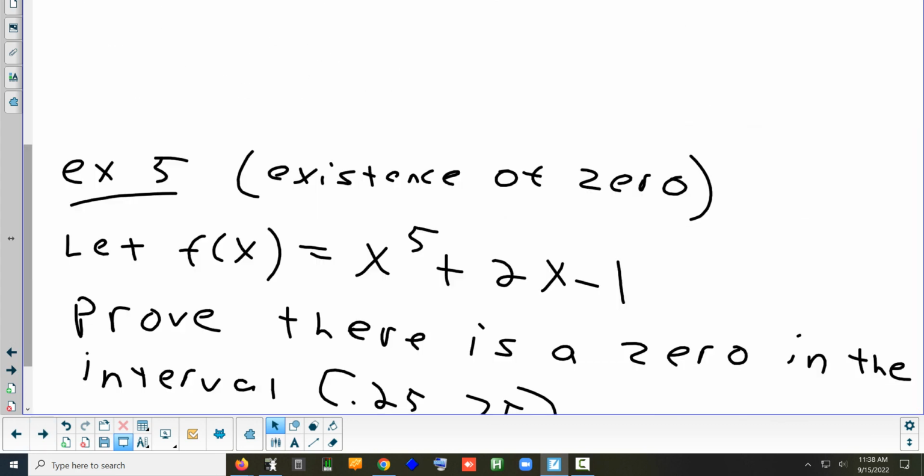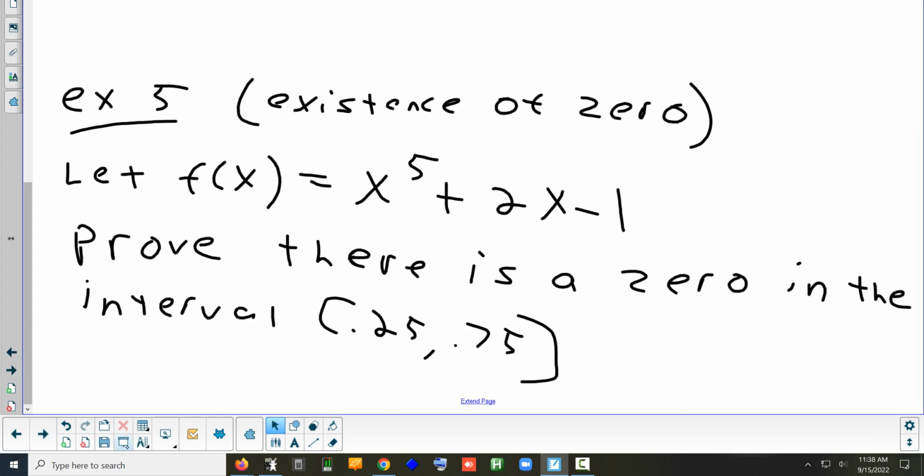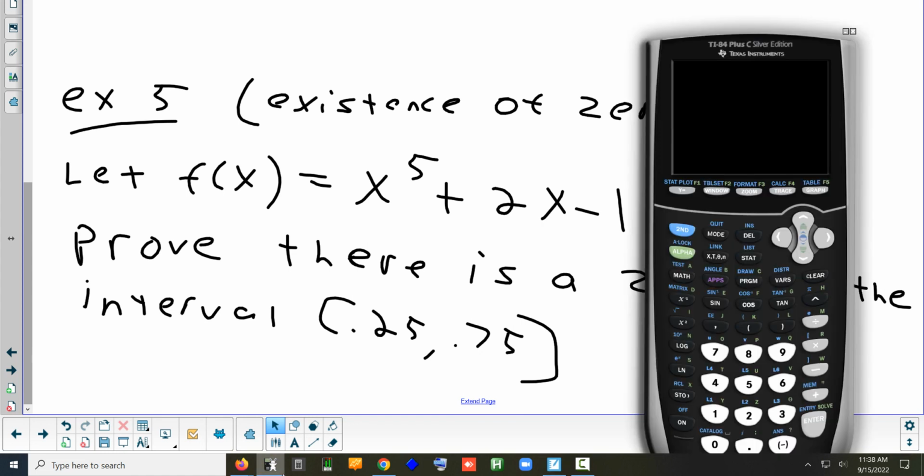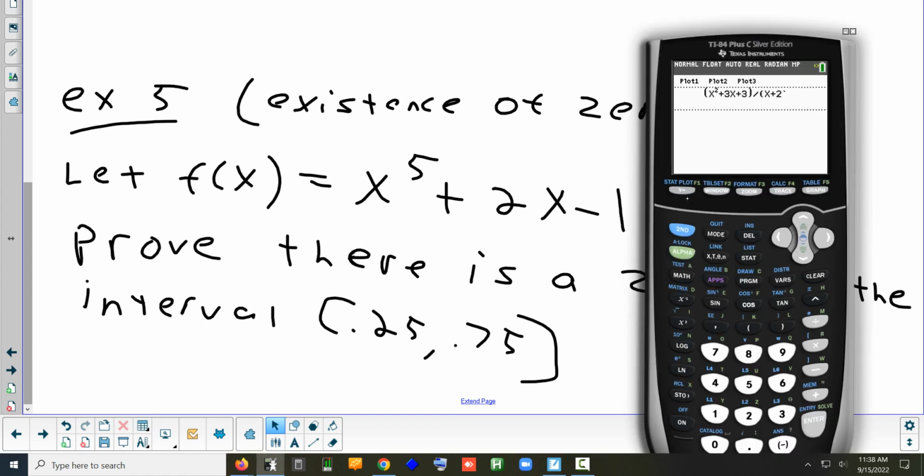Okay, let's do that one. Let's look at this one. So it says, let your function equal x to the fifth plus 2x minus 1. Okay, I'll type that in. X to the fifth plus 2x minus 1.